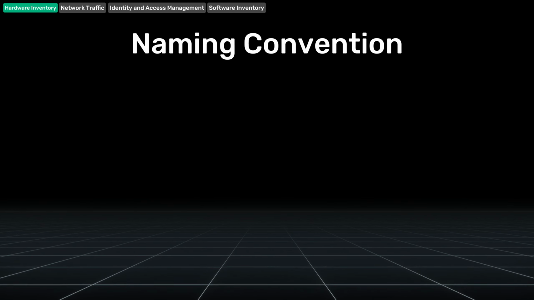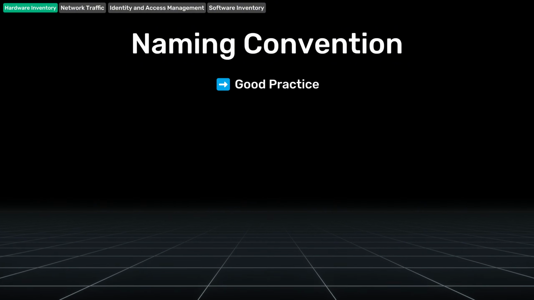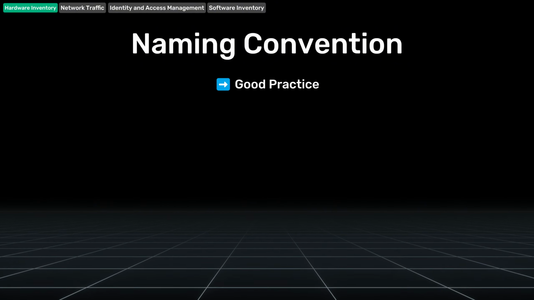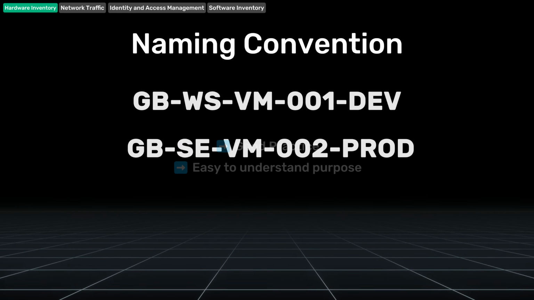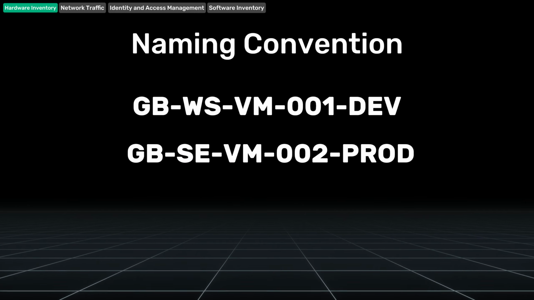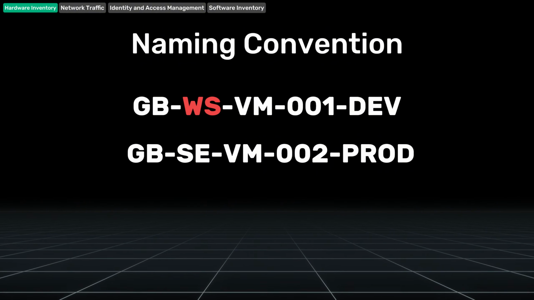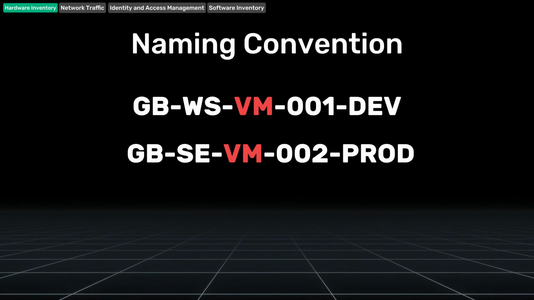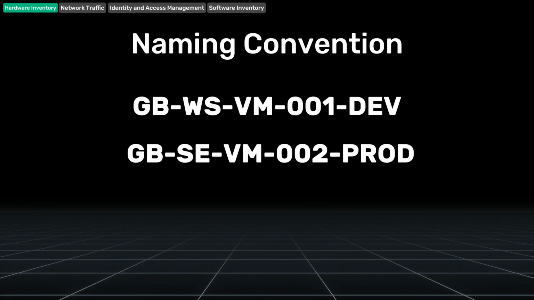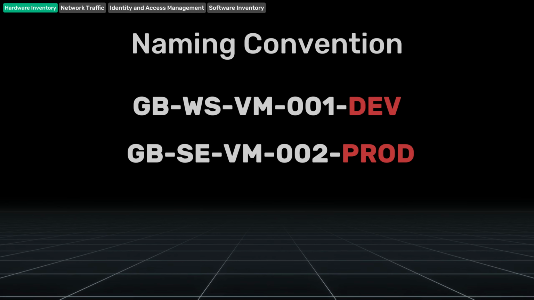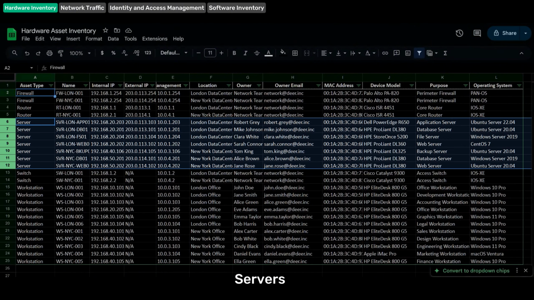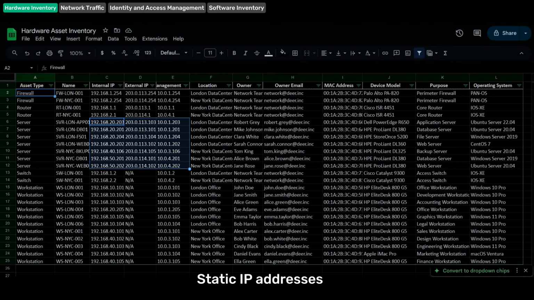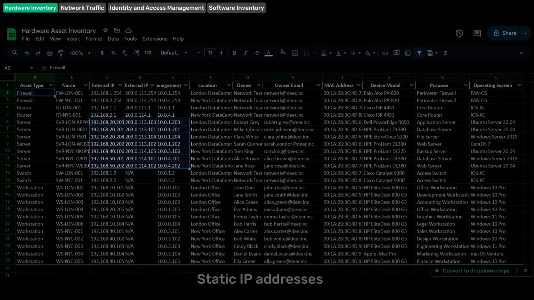Following a naming convention for your assets is good practice, and as your inventory grows, you will appreciate having a naming convention in place, as it would be easier to understand the purpose of the asset. For example, these two assets indicate they're located in Great Britain, workstation or server, that they're virtual machines, their unique IDs, and the environment that they belong in. The inventory could have workstations, could have servers. If servers, it's typical to have static IPs, and IP addresses could be recorded too.